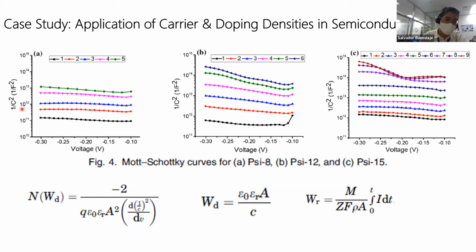So in this case, they used 1/C squared. Here, figure 4A to C indicates that the value of 1/C squared increased with the bias voltage. So as we decrease the voltage, the 1/C squared value also decreases, with the depletion region depth increasing according to equation 2. So this one, WD.